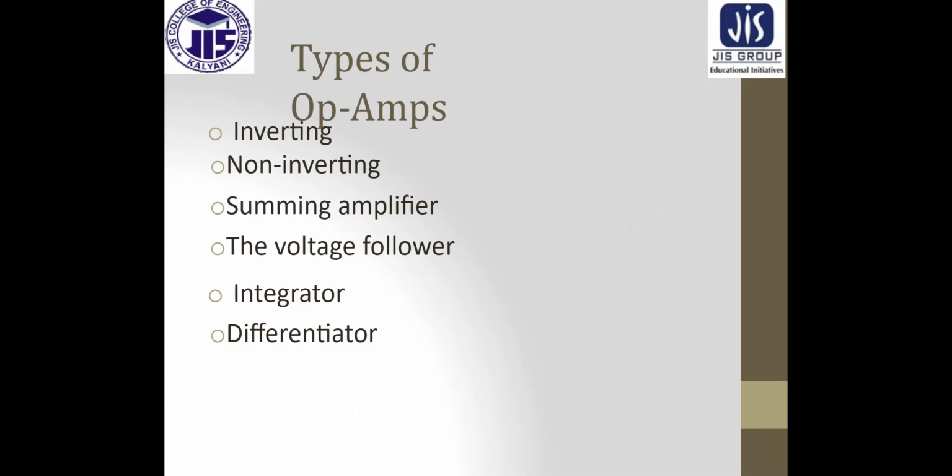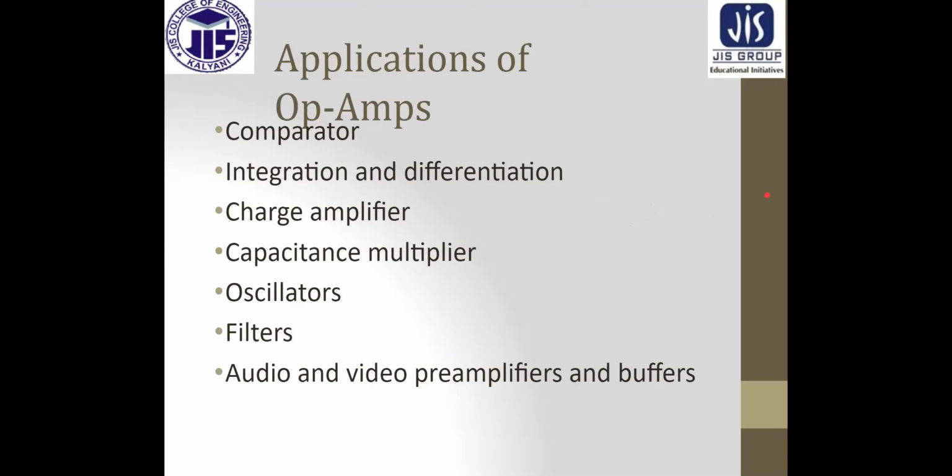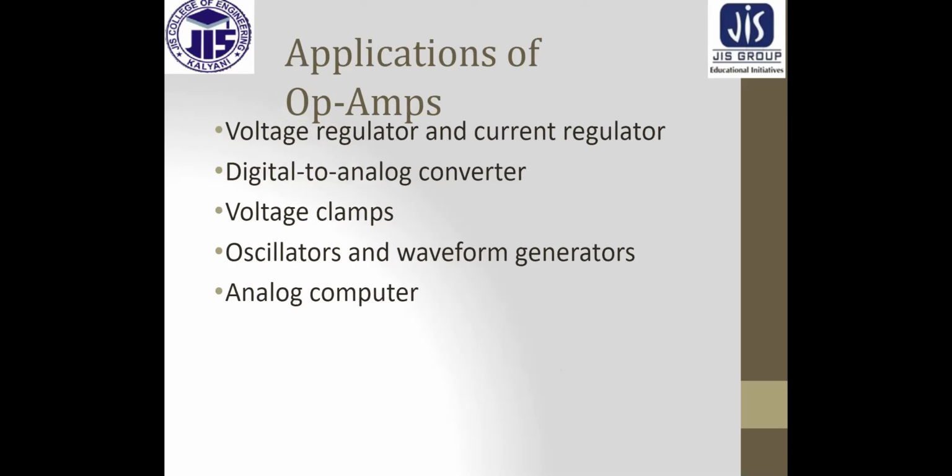Now, what are the different types of op-amp? These are inverting, non-inverting, summing amplifier, voltage follower, integrator, and differentiator. What are the different applications? Comparator, integration, differentiation, charge amplifier, capacitance multiplier, oscillator, filter, audio and video, preamplifier, and buffer. Voltage regulator, current regulator, digital to analog converter, voltage clamp, oscillator and waveform generator, and analog computer.